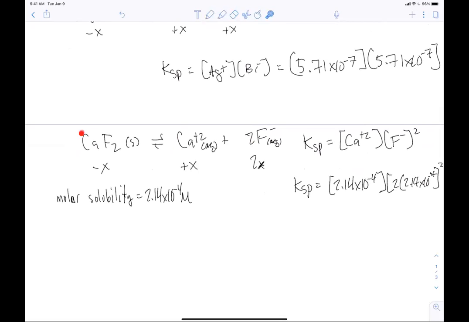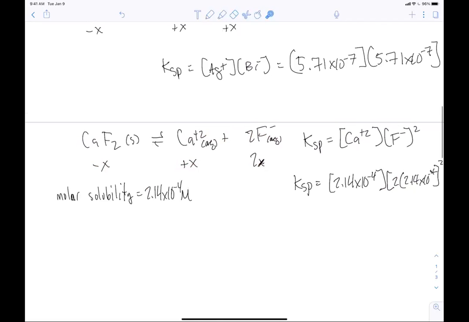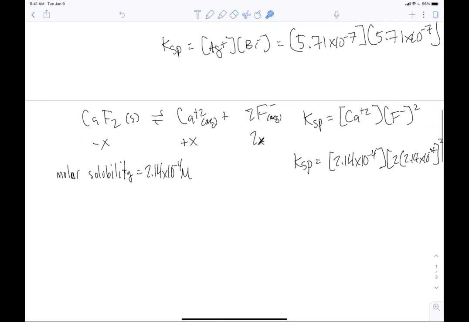if you're given the molar solubility and you're trying to figure out what the KSP is, you need to make sure that you multiply the molar solubility by the coefficient on this side of the equation in order to back calculate the KSP. But hopefully at this point you're getting the idea behind why these variables are related, since we've spent so much time on solving for equilibrium constants.